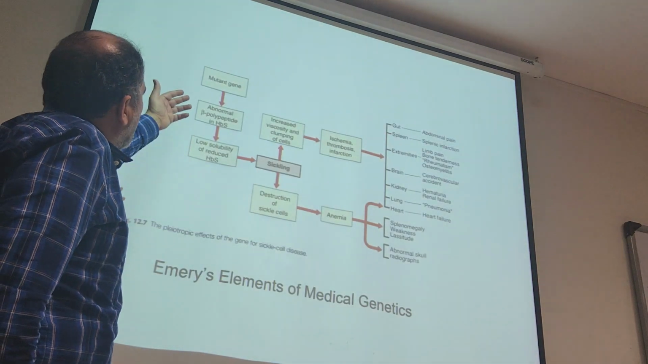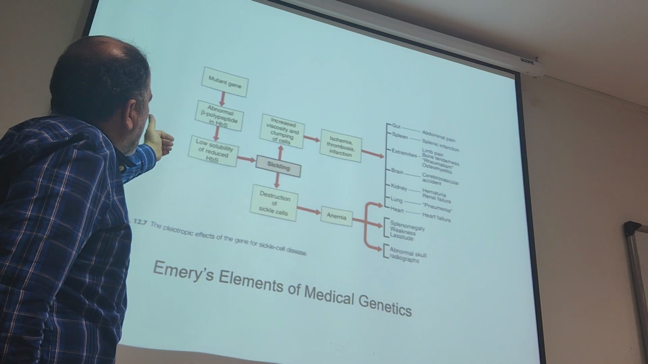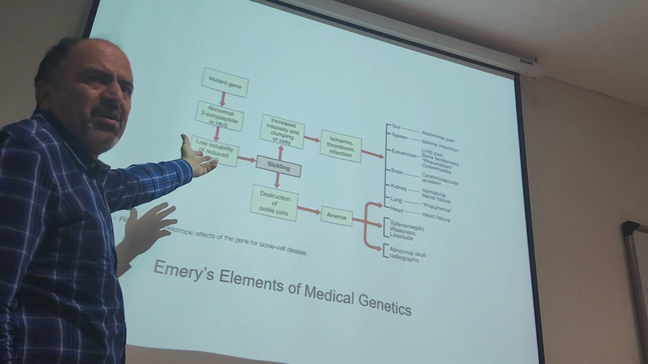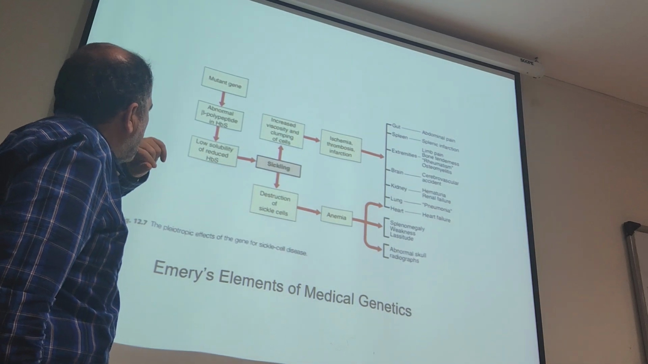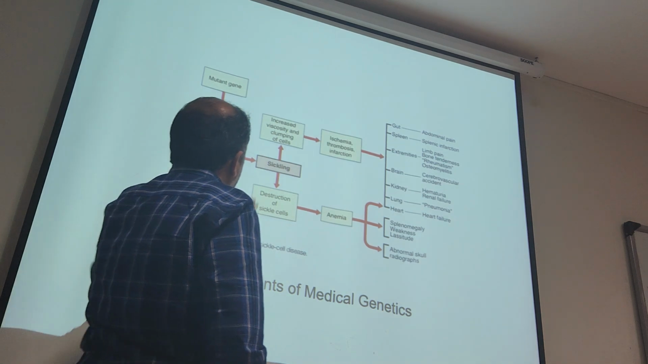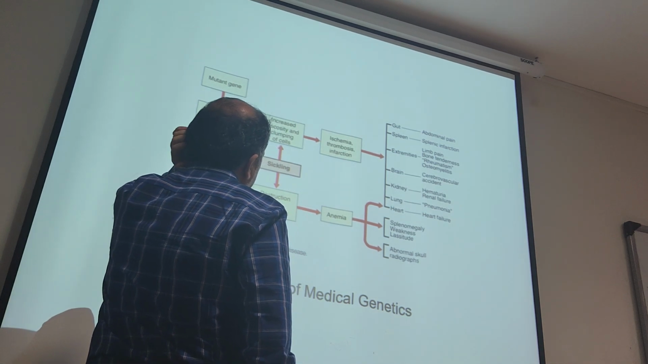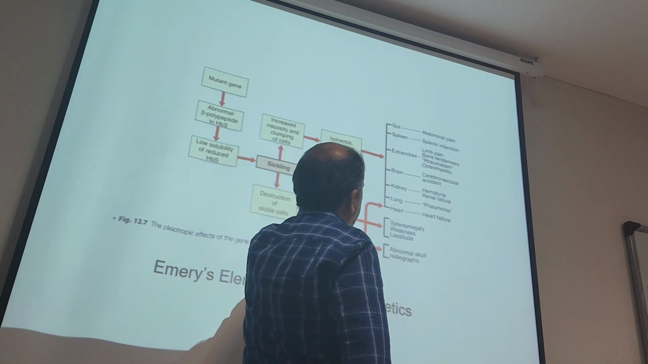So, mutant gene, abnormal beta polypeptide, hemoglobin S, low solubility because there is hydrophobicity in that patient, reduced hemoglobin S. The number is reduced, low solubility is there. Increased viscosity and clumping of the cells result in ischemia, thrombosis, and infarction.